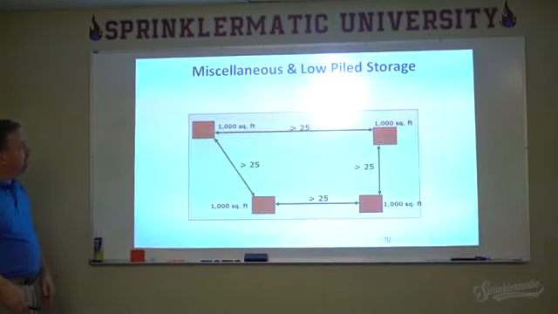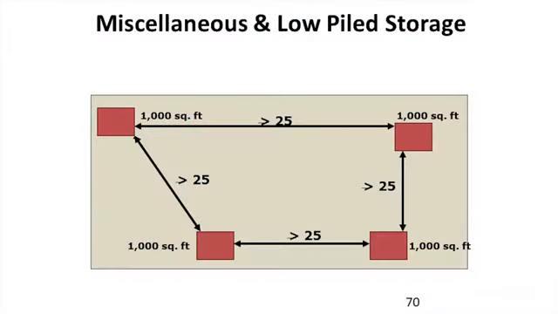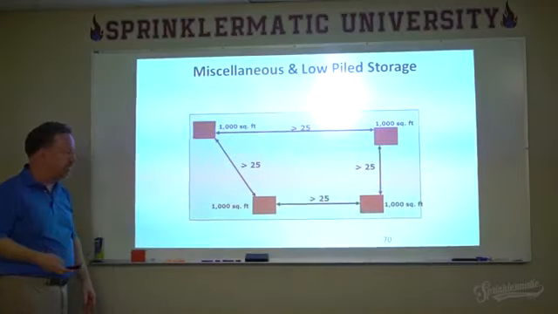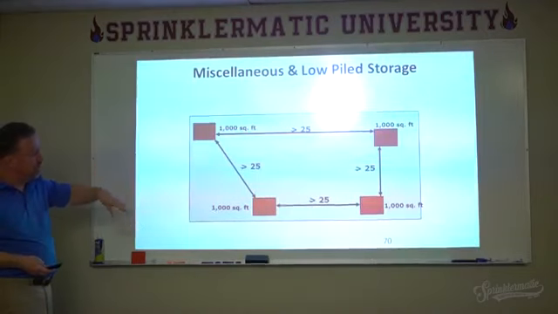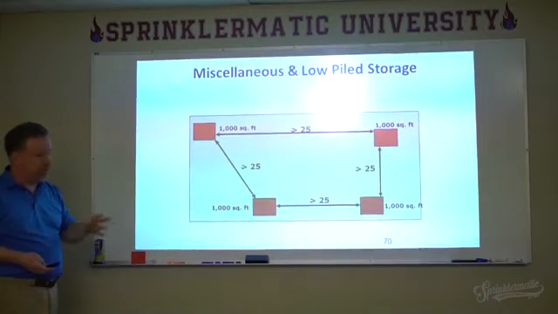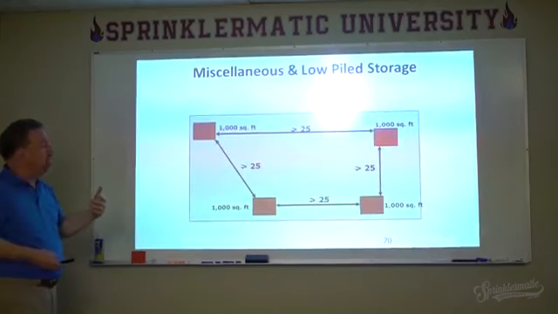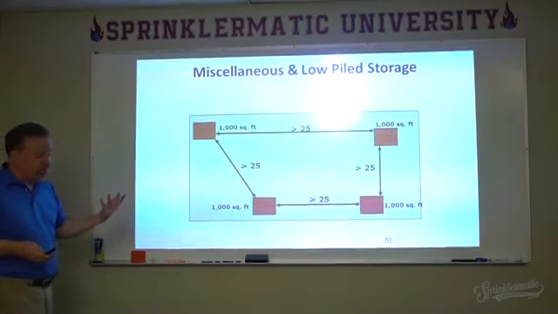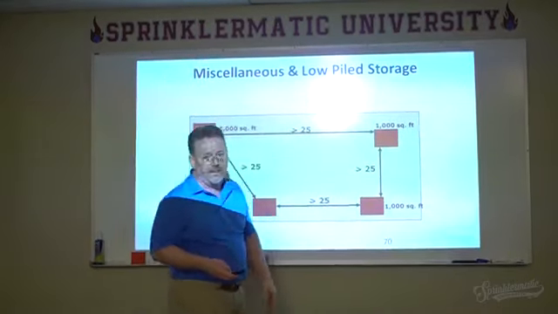Now the miscellaneous definition looks like this. Remember we said piles 4,000 square feet separated by 25, no more than 4,000 to the whole space of 10,000. So that's miscellaneous storage. The low pile storage is something quite different, in that it could take up all of this space as long as it's under 12 feet.